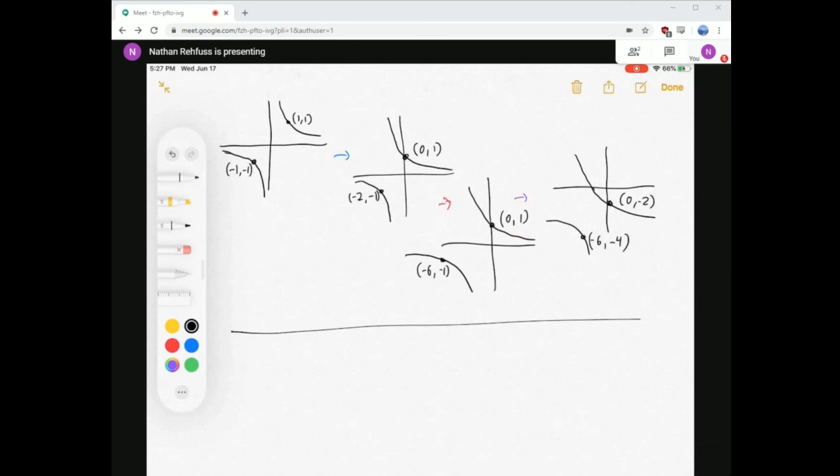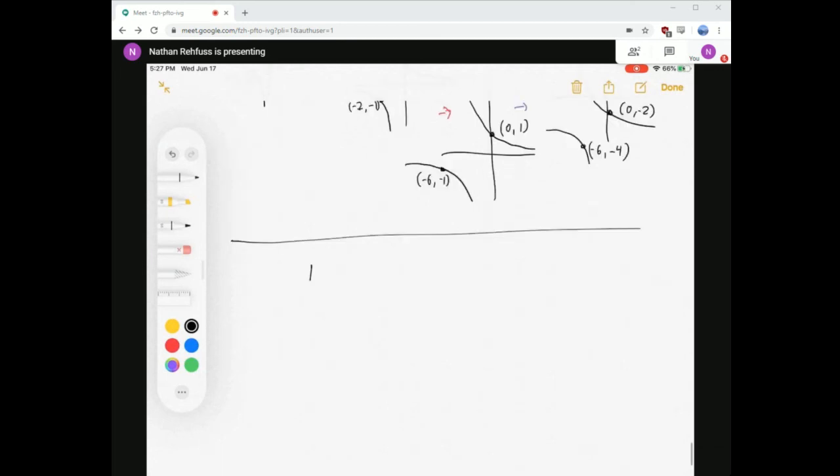Next, let's say we have a graph. I'll do a couple of these. Let's say this is the point 3, 1. And let's say this is the point 4, 3. And those are both on a parabola here. And I want to find the equation of this parabola.